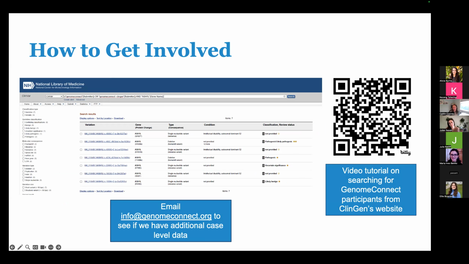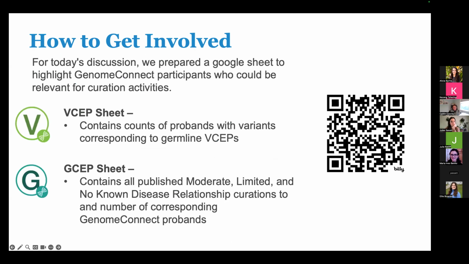As we mentioned, we do have the ability to recontact participants over time, so we can reach out to them and get that information. On the right-hand side of your screen is a video tutorial on searching GenomeConnect. I just gave you a quick summary of the instructions. We did create a video that goes step-by-step through how to search ClinGen to see if there are GenomeConnect participants with variants in that gene of interest.